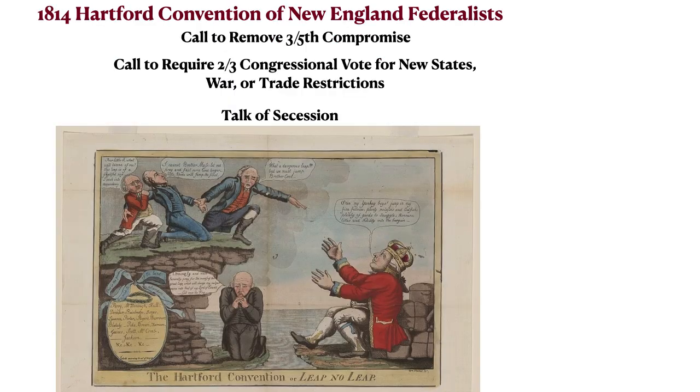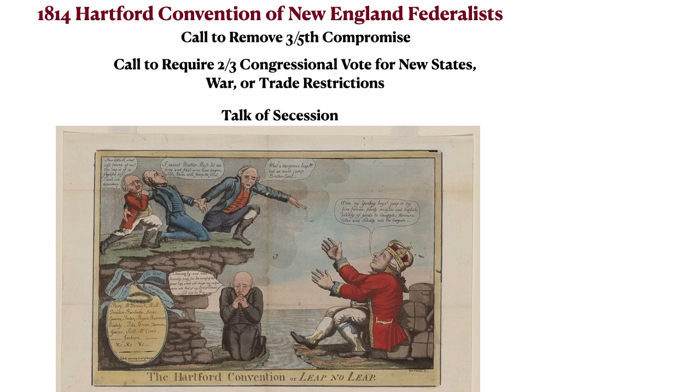But the Federalists were so upset that in 1814 they called a convention in Hartford, Connecticut, the Hartford Convention, of New England Federalists, basically demanding significant changes to the U.S. Constitution. They demanded they get rid of the 3/5 compromise. That's a compromise whereby enslaved people in the South are counted in terms of representation in the House of Representatives and hence in the Electoral College. Each enslaved person counts as 3/5 of a person.